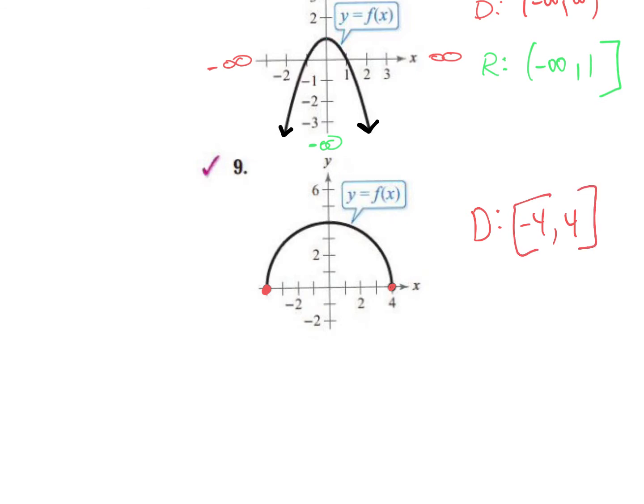Now think about range. Range is from bottom to top. So look, this is the lowest point right here that this graph goes. What is it? 0. And the highest it goes is? 4. Perfect. Bracket on both. But remember, when you're looking at domain, you're looking left to right along the x-axis. When we're talking about range, you're looking up and down on the y-axis.